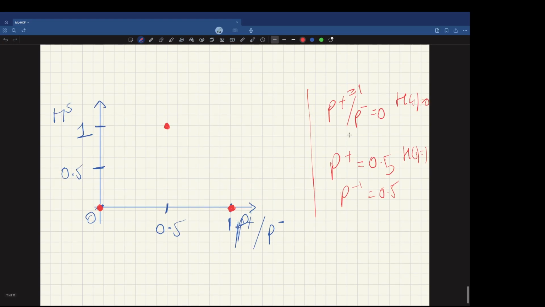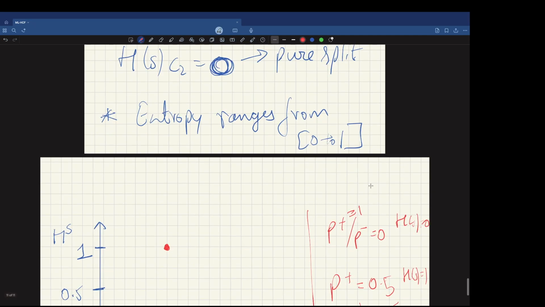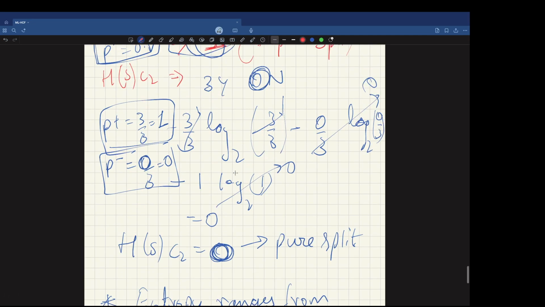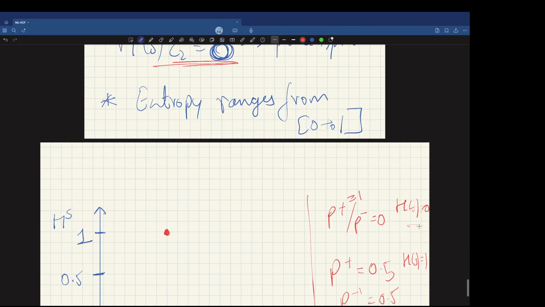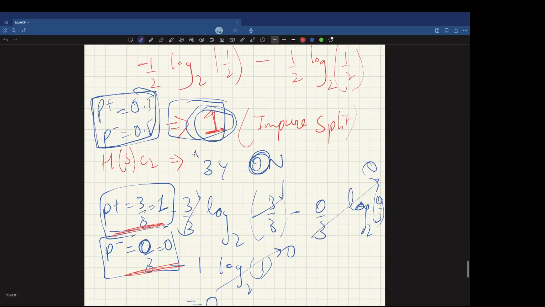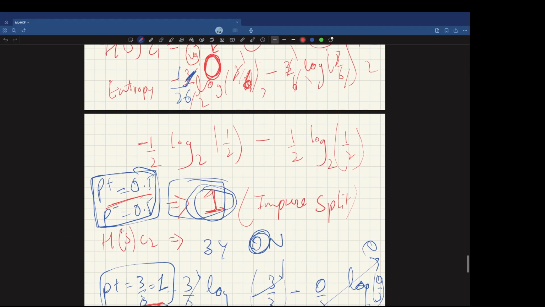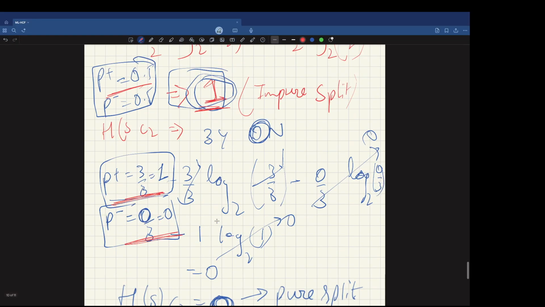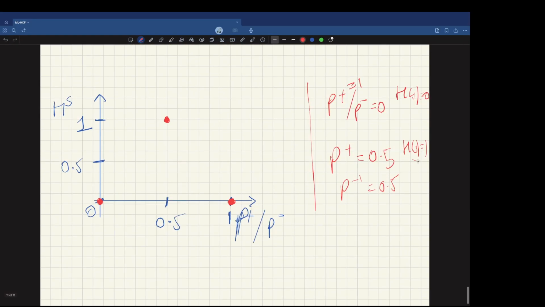Right. Where did I get these values from? Just over here. We take P positive equal to 1, P negative equal to 0. How much did I get? H of S is 0. Then P positive is 0.5, P negative is 0.5. How much did I get? H of S is 1.